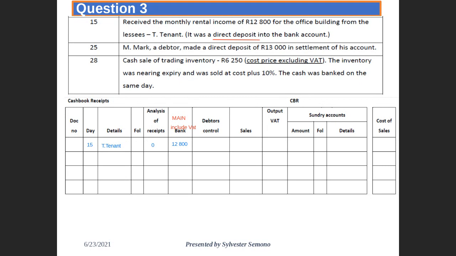Perfect. Remember, I told you immediately after recording under the main column, and you said this amount is including VAT, I said you must immediately calculate VAT. Please calculate VAT for me on this 12,800, and also show me on the chat how you calculated VAT. McKay, how did you calculate it? Show me the calculation, please.